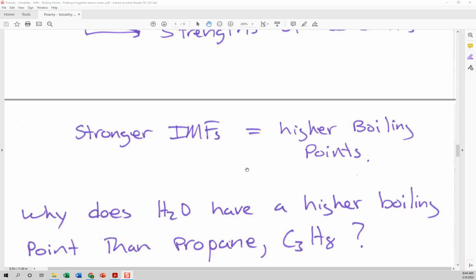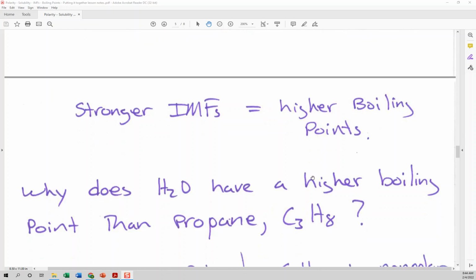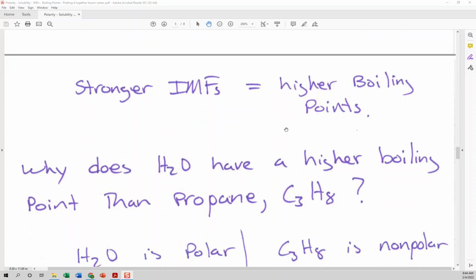So if water weren't polar, it would be a gas at this temperature, right? We wouldn't be having this conversation if water weren't polar, because it would have very weak London dispersion forces and it would vaporize, we're talking probably negative hundreds of degrees Celsius, okay? So stronger IMFs means higher boiling points.